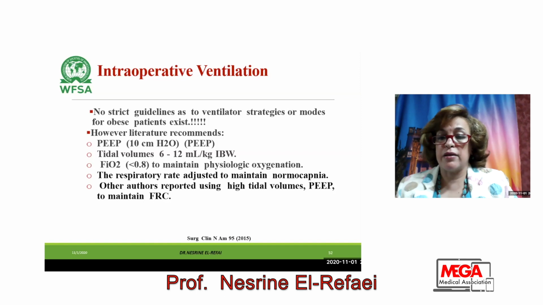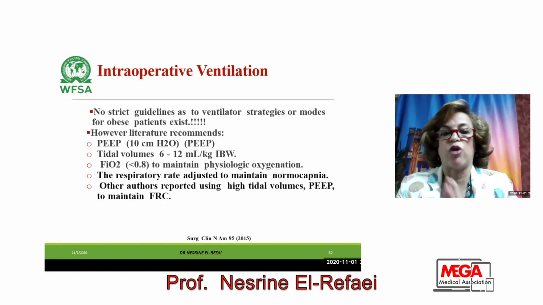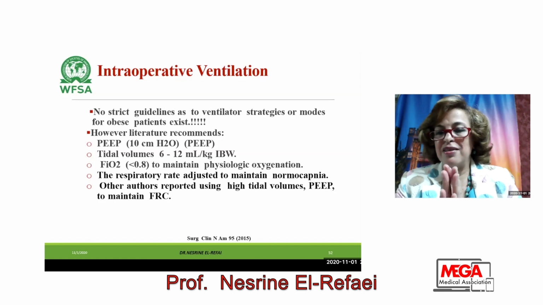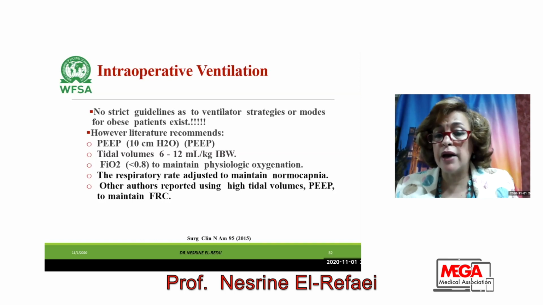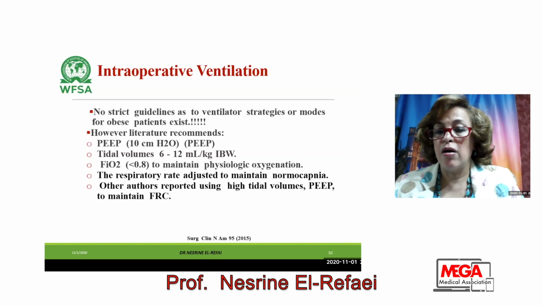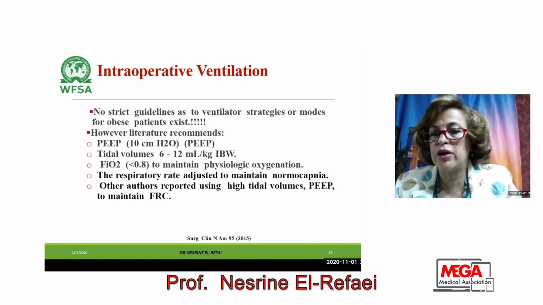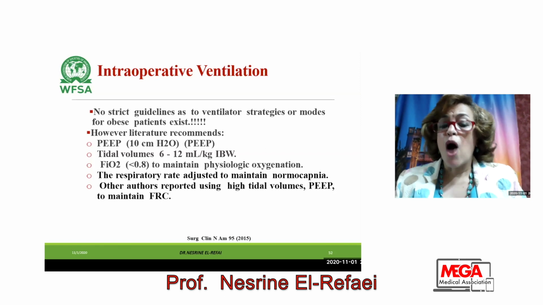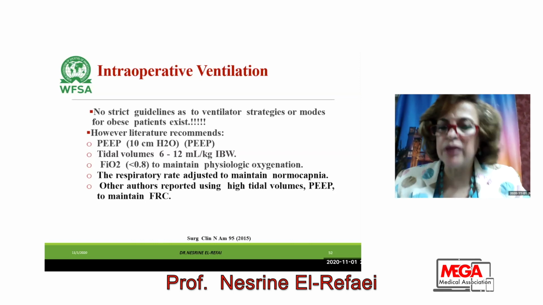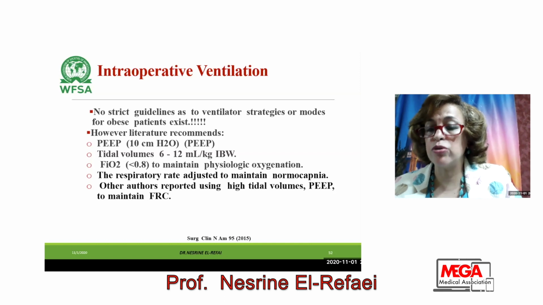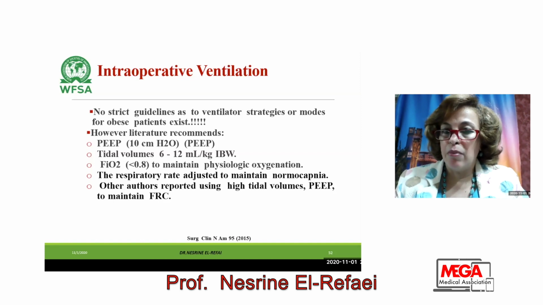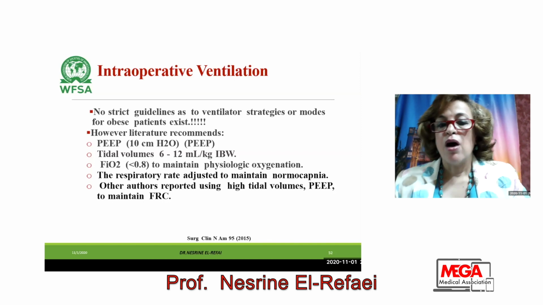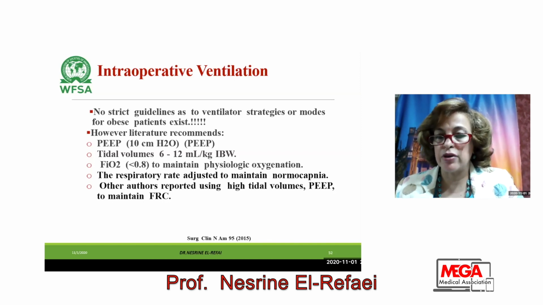Then how to ventilate? The important question is how to ventilate this patient intraoperatively. Actually, this question is not answered in literature till now. There are no strict guidelines on how to ventilate these patients. What strategies or mode of ventilation can you use for the obese patient? However, there are several recommendations in literature. As we all know, it's recommended to use PEEP, 10 centimeter water PEEP, in the ventilator, in the anesthesia machine, intraoperatively for obese patients and during bariatric surgery.